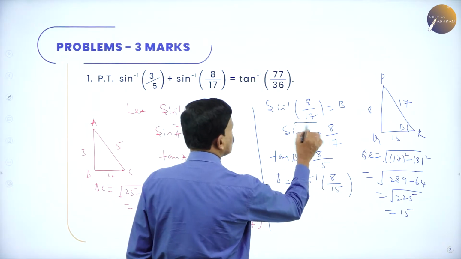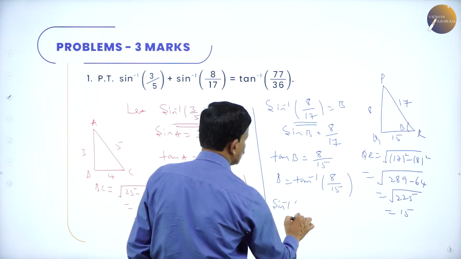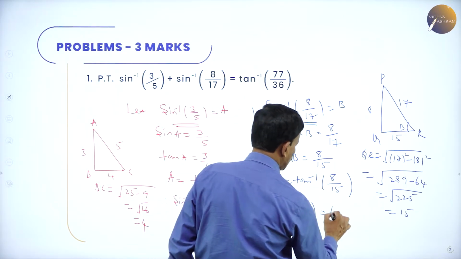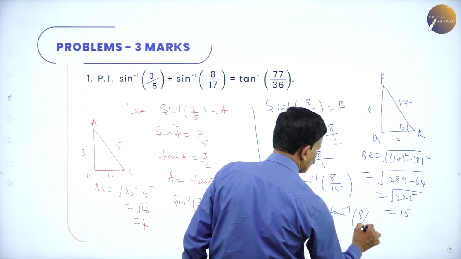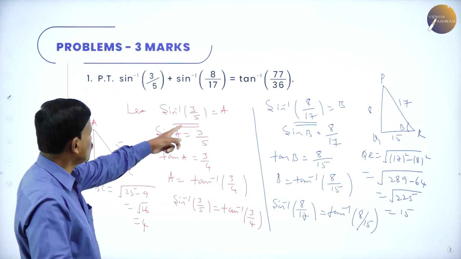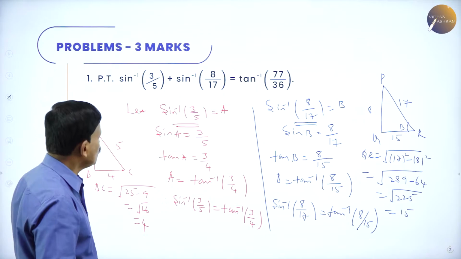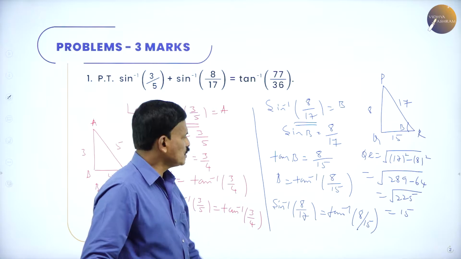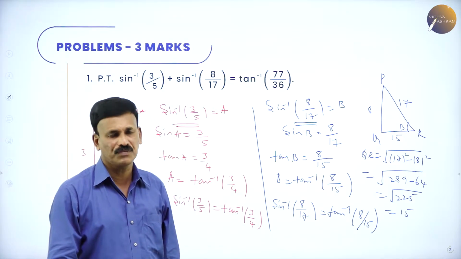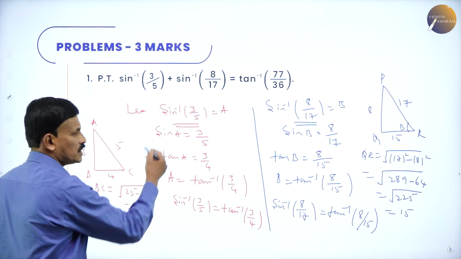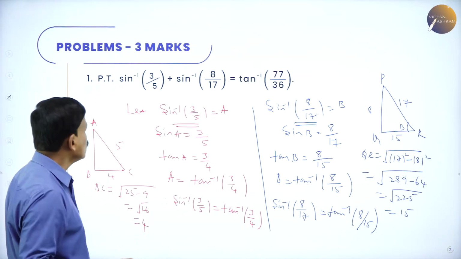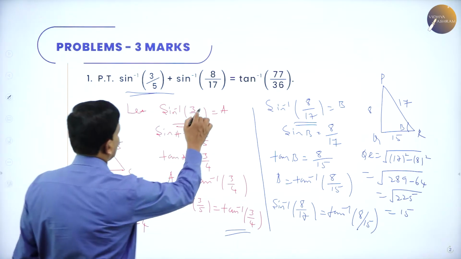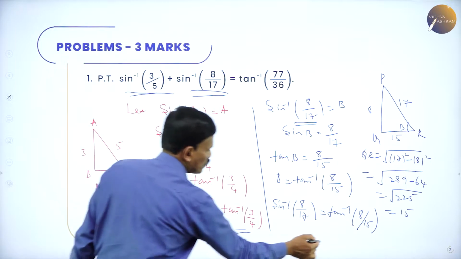What is B? B is nothing but sin inverse of 8 by 17. So, therefore, sin inverse of 8 by 17 is also equal to tan inverse of 8 by 15. So, sin inverse of 3 by 5 is tan inverse of 3 by 4 and sin inverse of 8 by 17 is equal to tan inverse of 8 by 15. Now, substitute this in the given equation. For sin inverse 3 by 5, substitute tan inverse 3 by 4. For sin inverse 8 by 17, substitute this value.